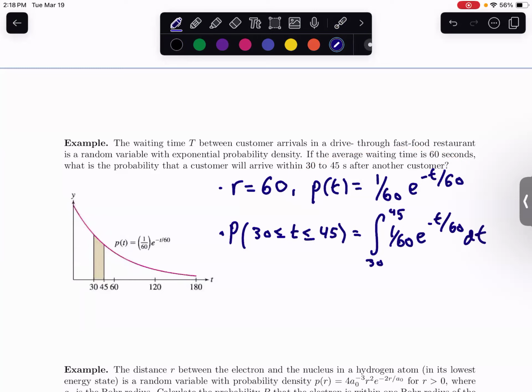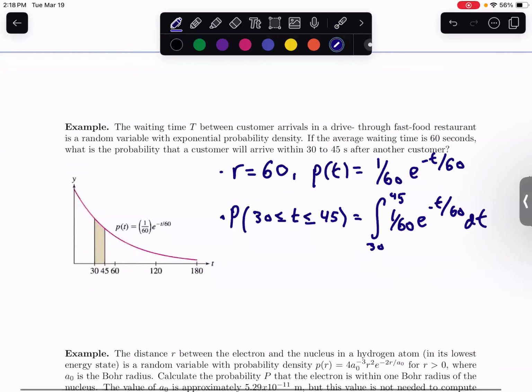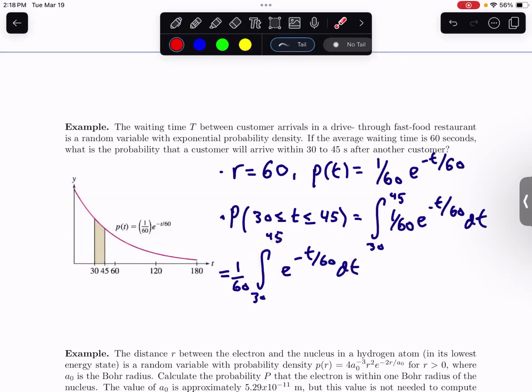Now it's just a matter of computing this integral, which really isn't so bad. We don't have to do anything fancy with it. So we can bring out the 1 over 60 to get just the integral from 30 to 45 of e to the minus t over 60 dt. To determine this integral, you could use u substitution with u being equal to minus t over 60, or you can just think in terms of derivatives, like which function will have a derivative that ends up being equal to this function.